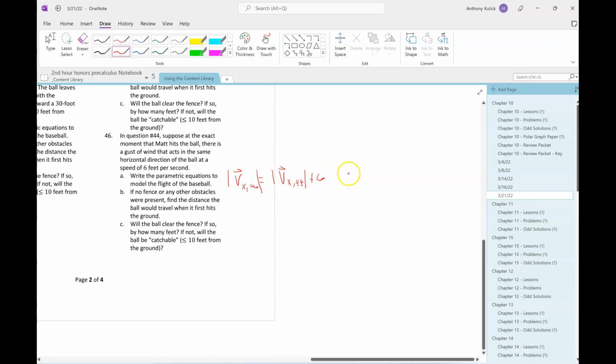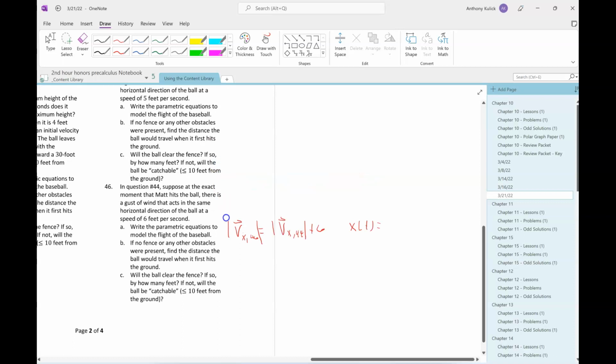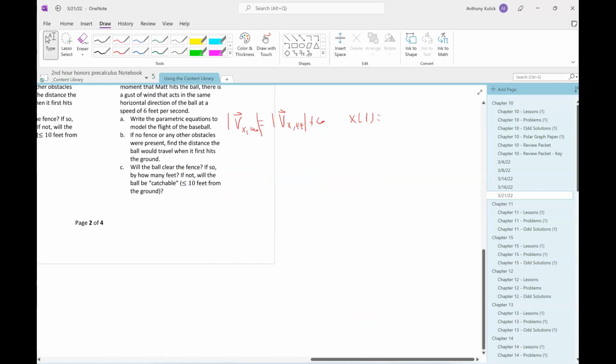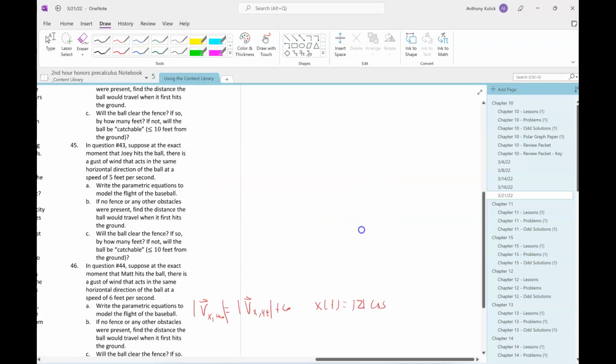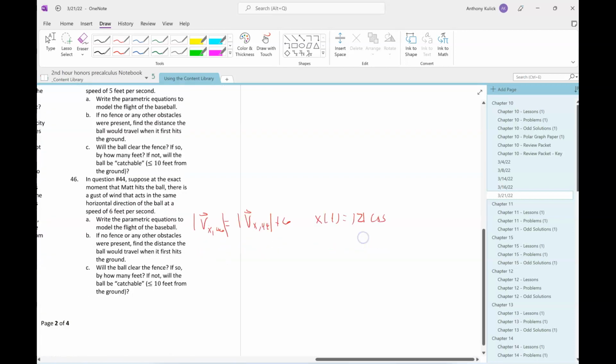So really our x of t just turns into, is it 115 was this one? Yeah. So 121 cosine of whatever. What was it? 41 degrees. And then the y of t is the same. So basically that just added to the horizontal force 6.